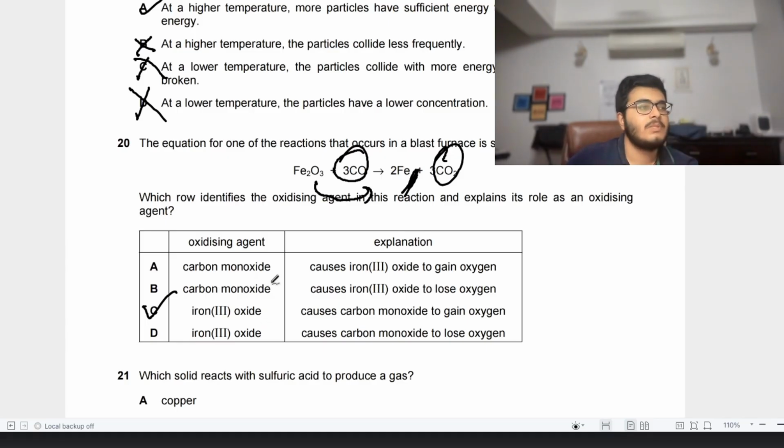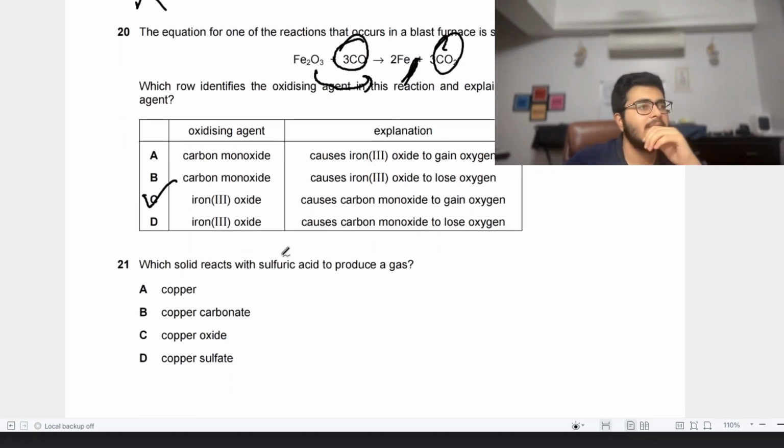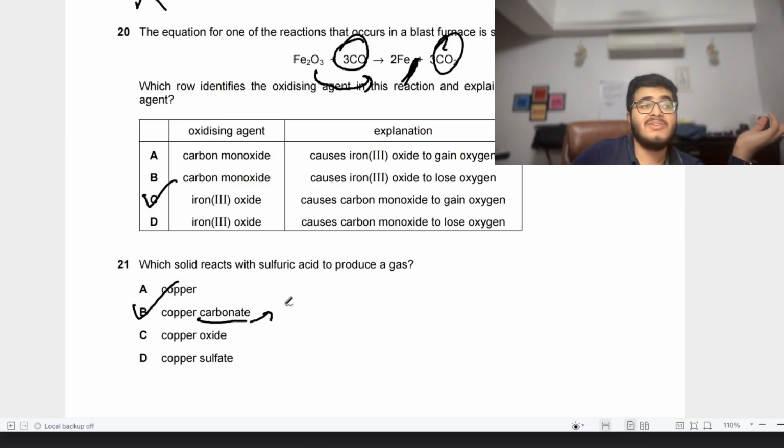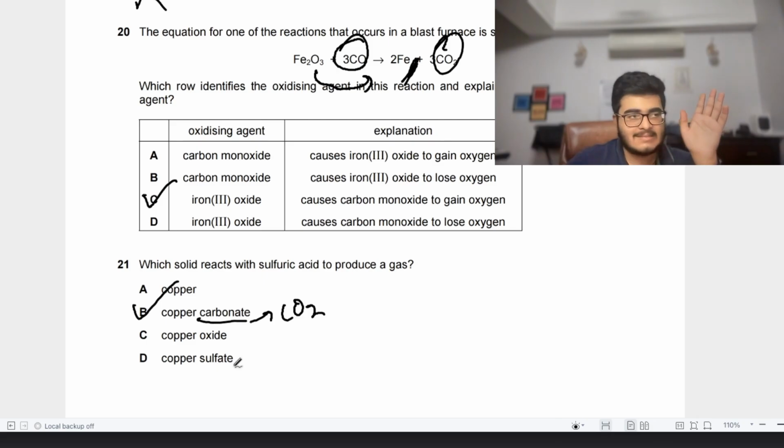Right? Question number 21 says, which solid reacts with sulfuric acid to produce a gas? We all know, wherever we see carbonate in these cases, this is the trick. Whenever they're trying to produce a gas, carbonate is going to produce which gas? CO2. So this is the trick. Carbonate means they're talking about some relation to gas, right?